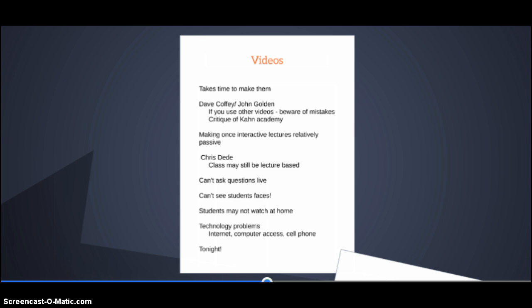So there are technology cons to doing that. They usually can have paper and pencil to do homework problems, but not always technology problems. And the last con is one I just put down tonight because I had technology issues. I was getting all excited about this flipping, and tonight it took me forever to make this Prezi. The computer froze, and so it's been a very long process tonight.